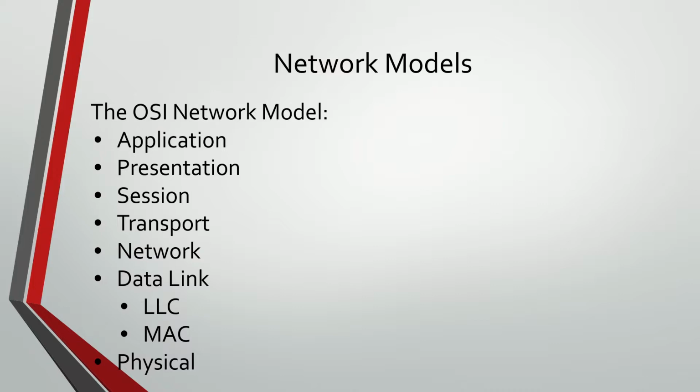Again, we have the 7-layer OSI network model, the granddaddy of all network models. From the top layer to the bottom layer, we have application, presentation, session, transport, network, data link, LLC, MAC, and physical. So going from the bottom, we have physical. That's the actual physical network. Those are the electronic signals on a wire or electromagnetic waves in the air if it's a wireless network, right?